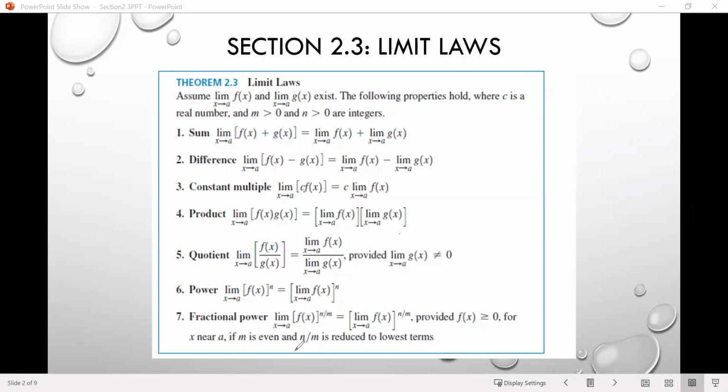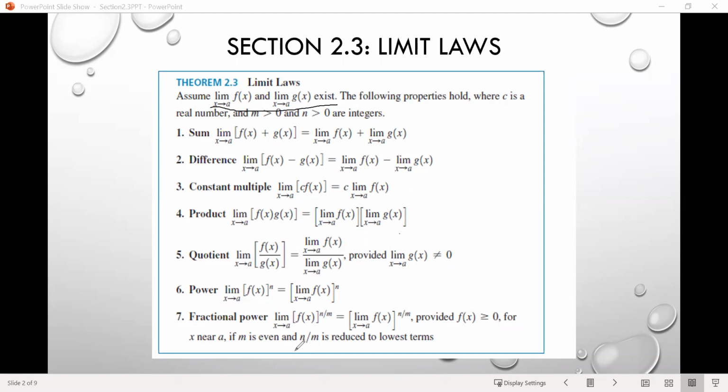First of all, with each of these laws, we'll more or less be looking at two functions, f of x and g of x. For these laws to apply, or for them to be true, we have to have that the limit as x approaches a particular value of both functions exists. That's what this part up here on top says. If we have that, then these following laws hold.